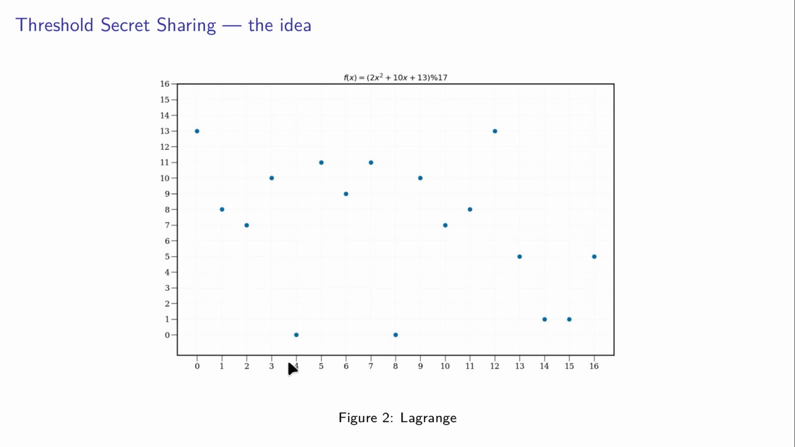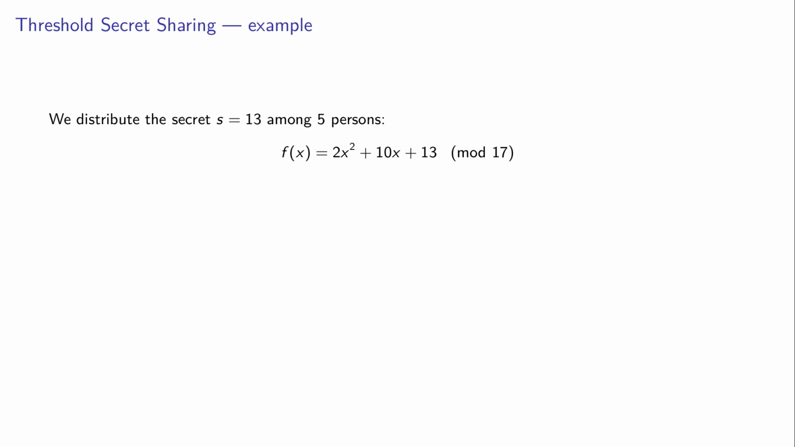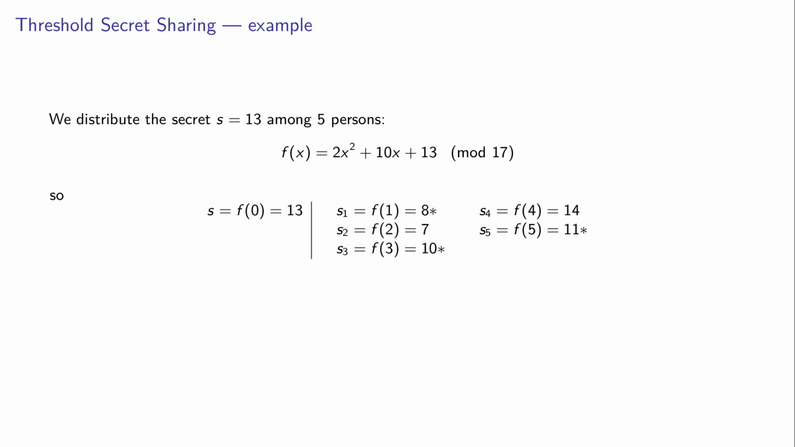As I said, the secret we will be distributing will be the number 13, and we choose the coefficients 2 and 10. They were random numbers, modulo 17, so this gives me the polynomial. On the left we see the secret is 13, f of 0. We compute the other 5 shares, which we hand out. Now to convince you that secret sharing works, we'll be reconstructing the original secret from the shares S1, S3 and S5.